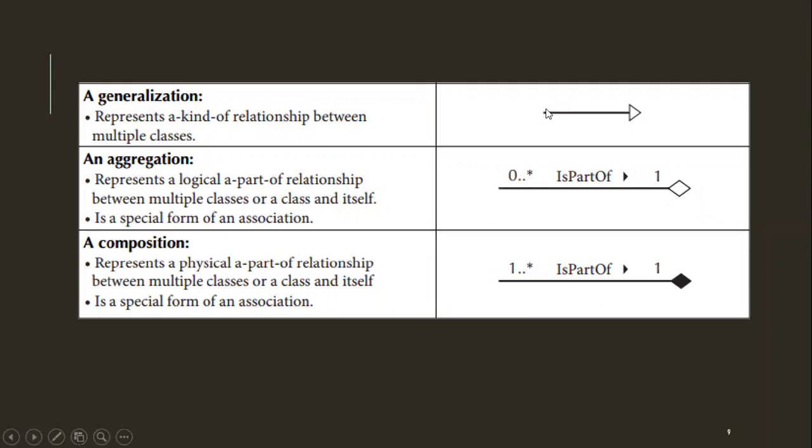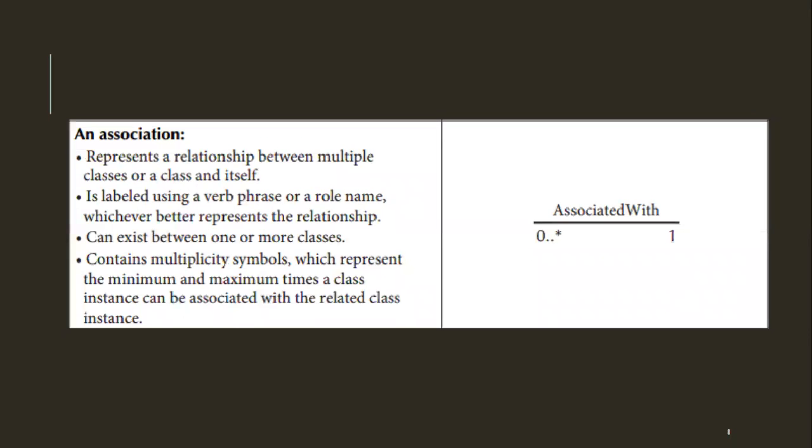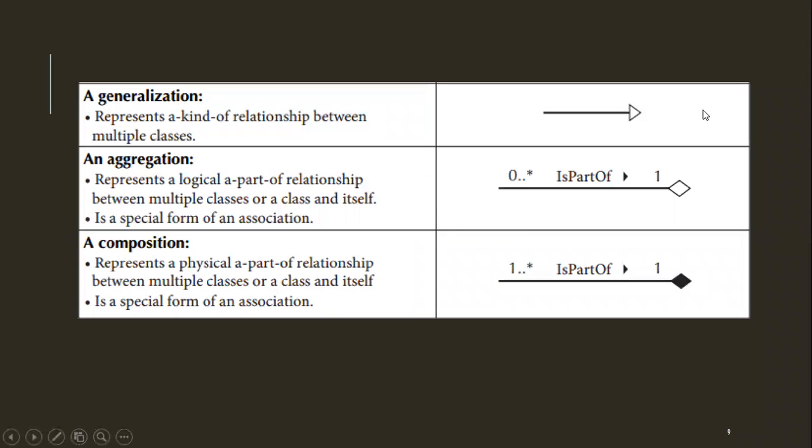So see, in a generalization they have just used this mark, right? But when it comes to aggregation, they have used a diamond shape. Okay, if a diamond has been used, you have to understand that is an aggregation relationship. When you look at a class diagram, if it is just a normal line with multiplicity, then you have to understand that is an association relationship. If it is something like this, then that is a generalization relation. If it is something like this, then that is aggregation. If it is something like this, then it is a composition relationship.